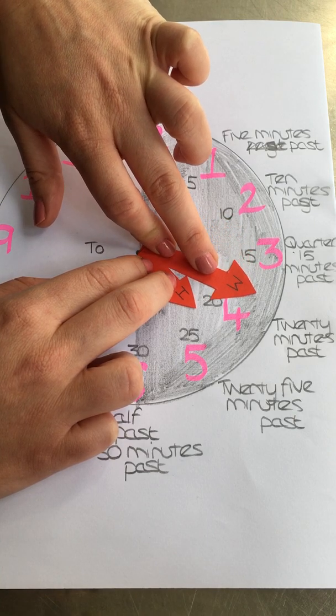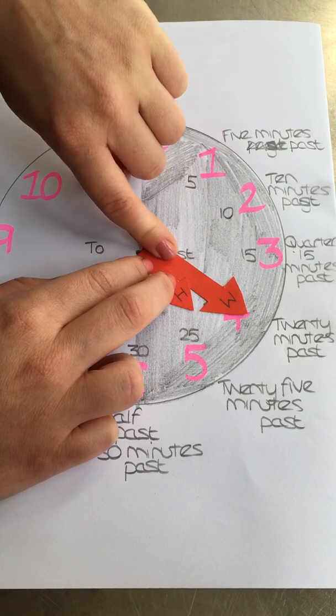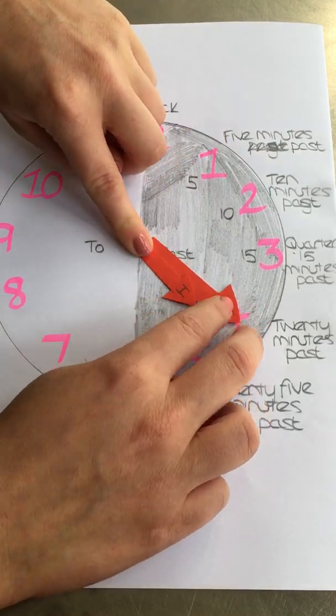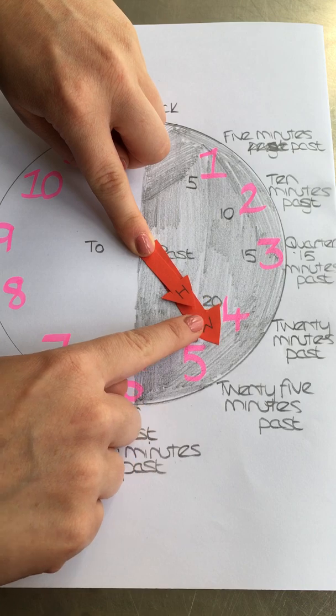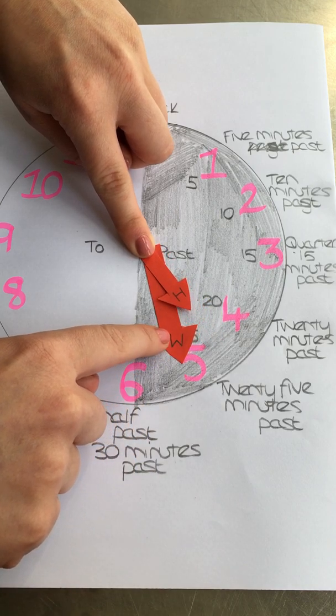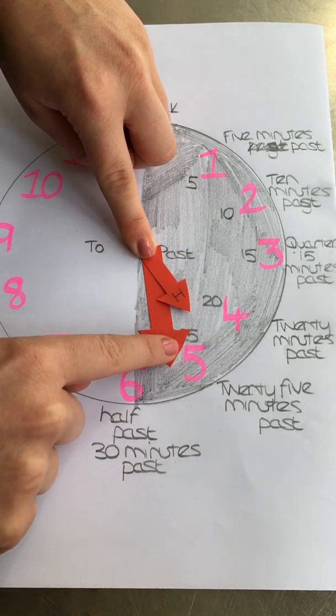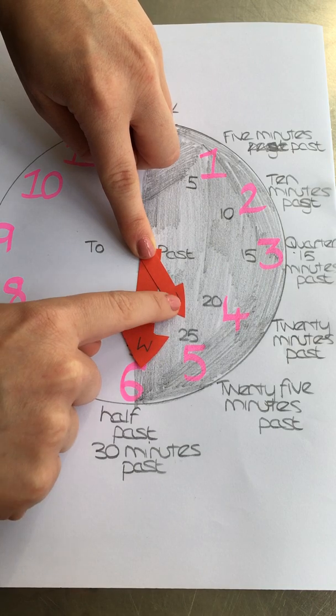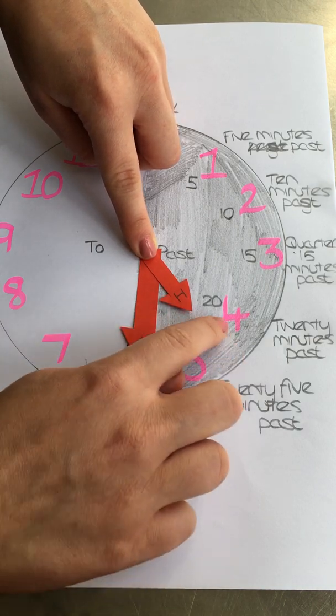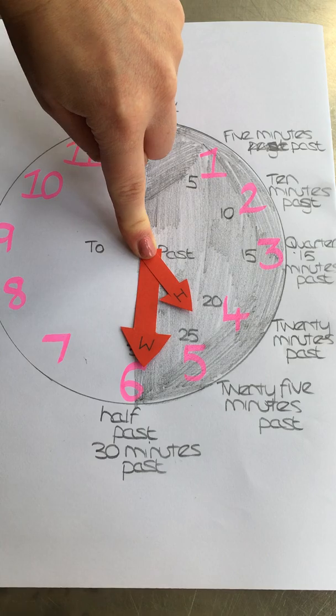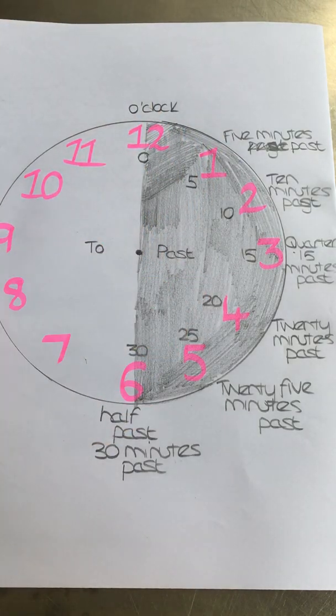Then it's 20 past 4. And you can see here it's going to be quite interesting. The minute hand's going to cross over, isn't it? Then I've got 25 minutes past 4. And then half past 4. The hour hand at that point is in the middle of 4 and 5. Okay, so that was all of the minutes past.